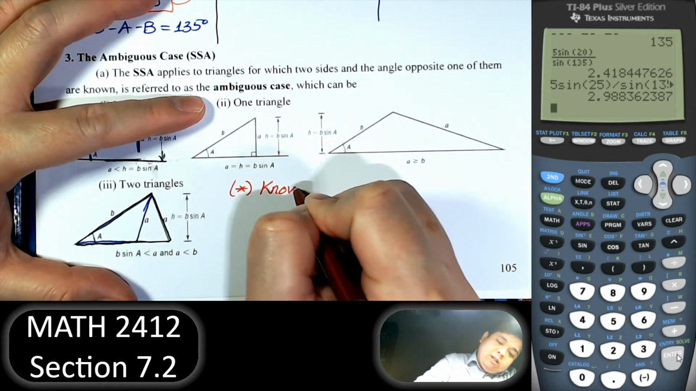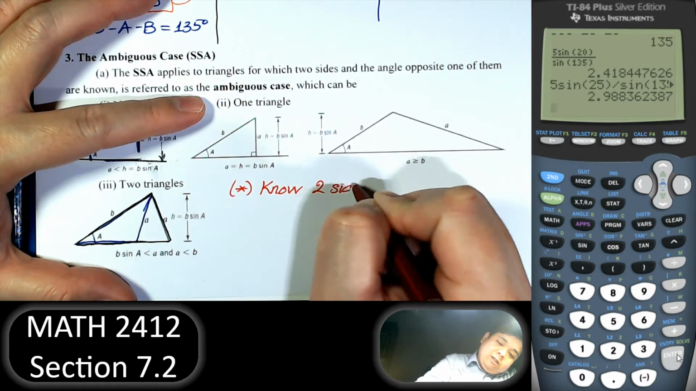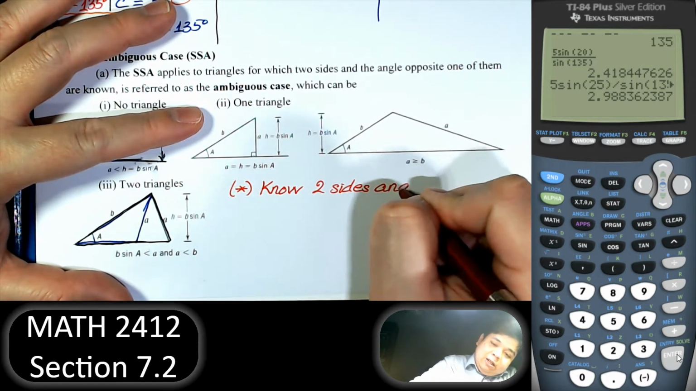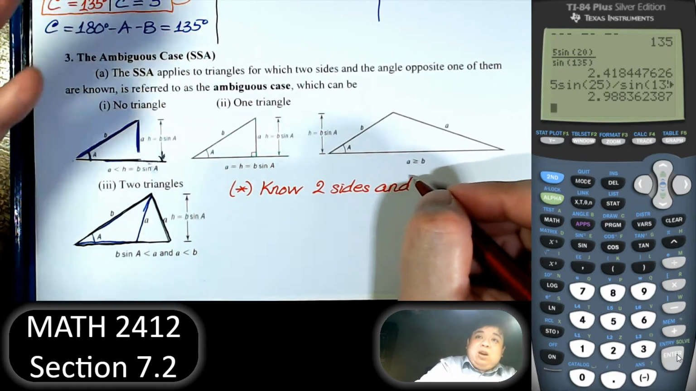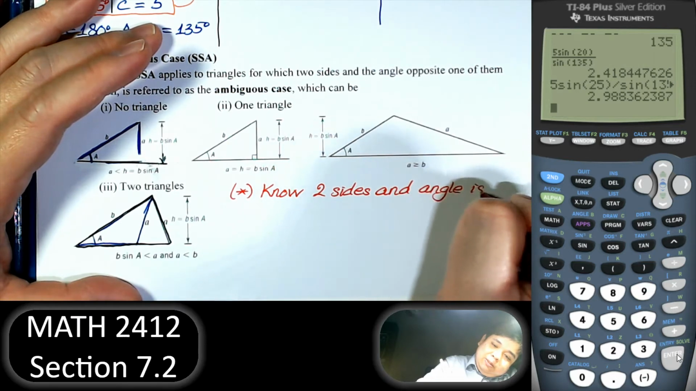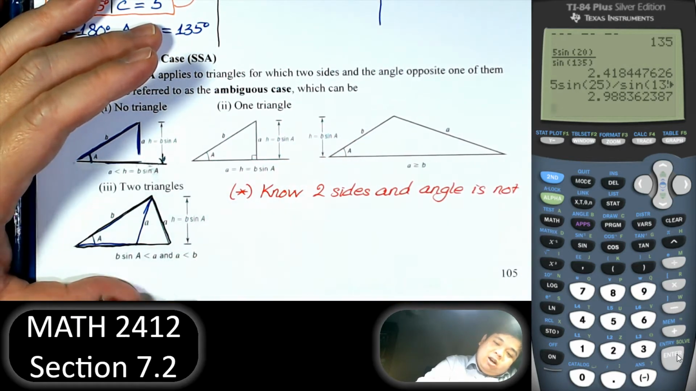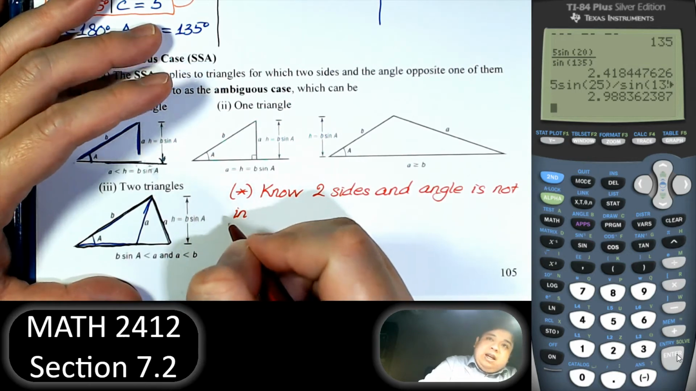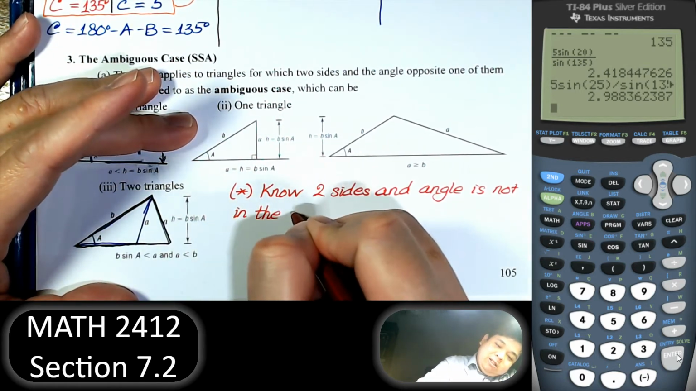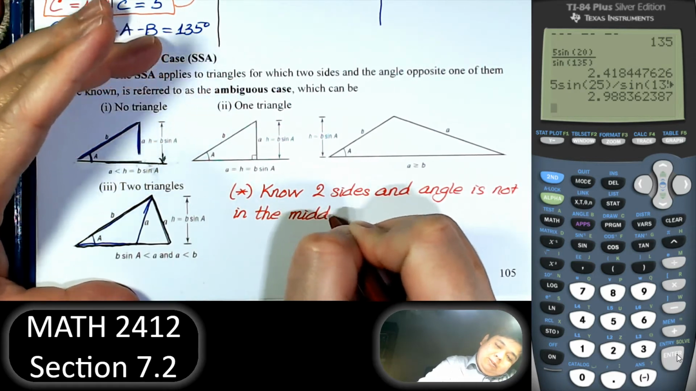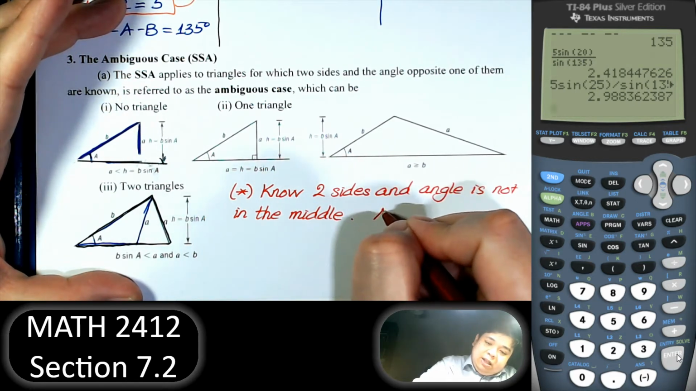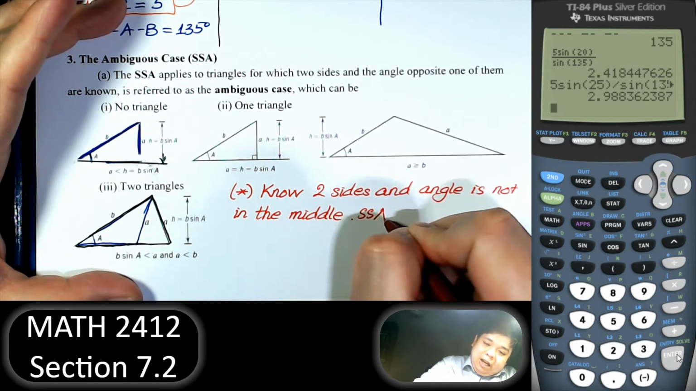two sides, and the angle is not in the middle. It's not included. By included, I mean in the middle. It's not in the middle. Let's just spell it out. And this is called the case of side, side, angle.